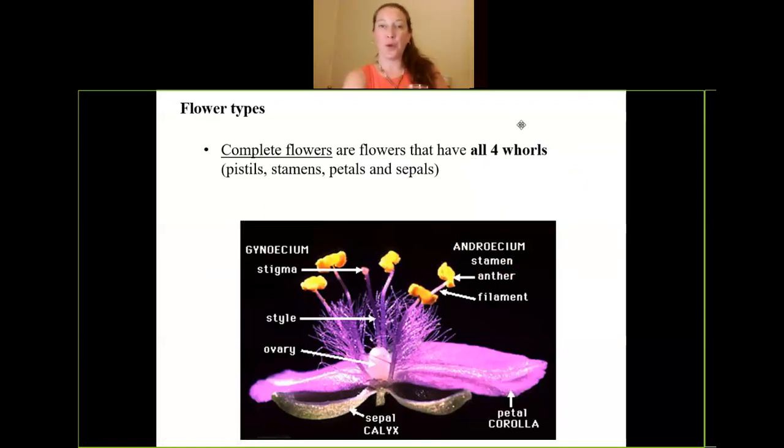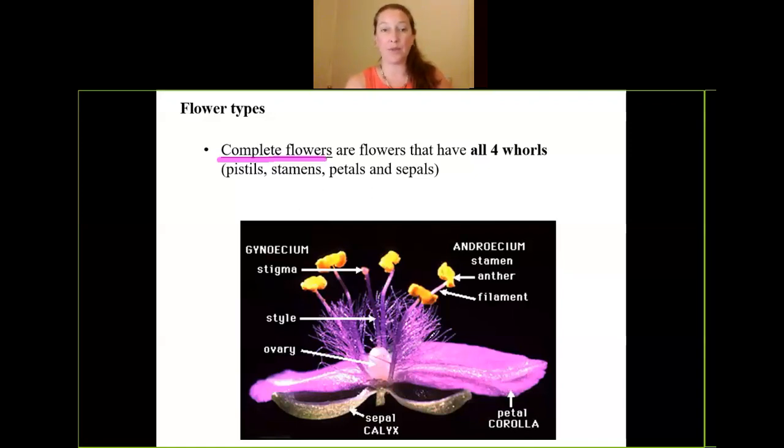So about whorls, right? There are 4 total whorls that a flower could have. Starting from the inside: pistils or carpels, then stamens, petals, and sepals. If you have all 4 of those whorls, you are what we call, I'm going to use pink, a complete flower. A complete flower is a flower that has all 4 of those whorls.